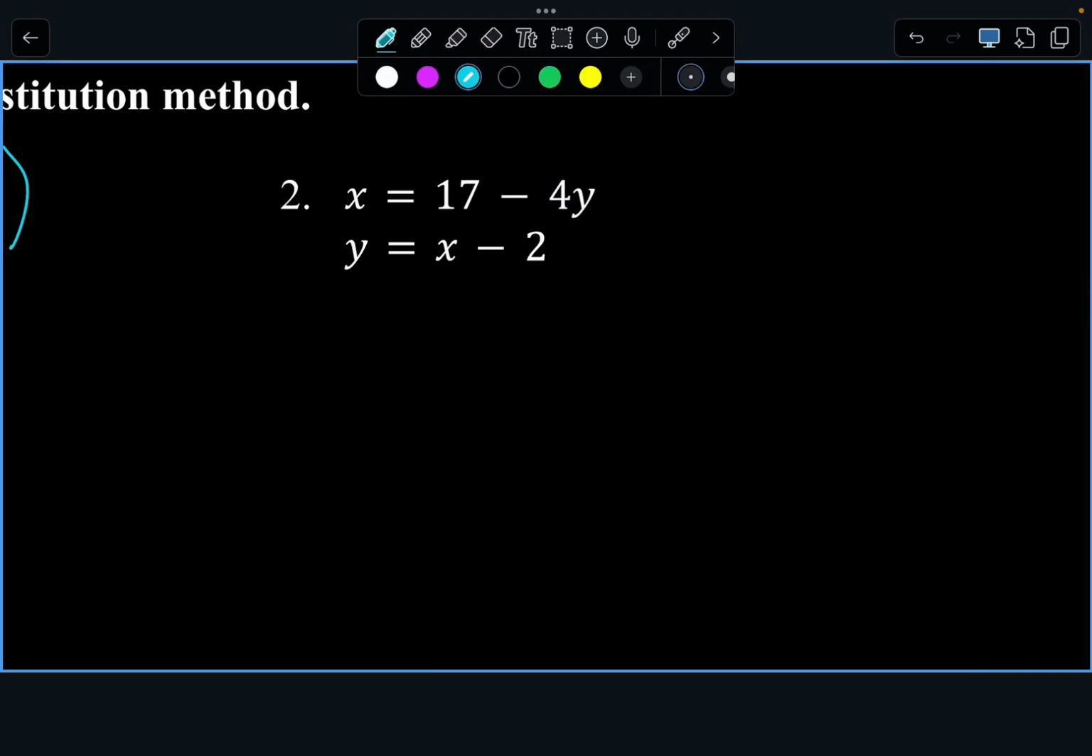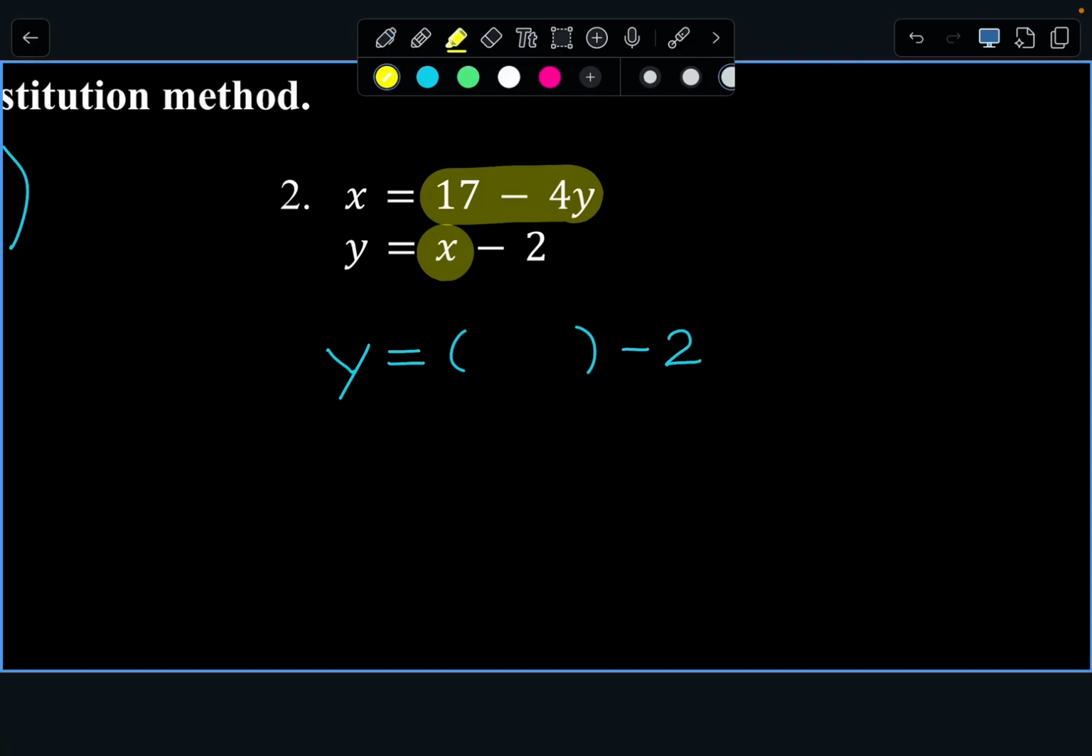So here we could either substitute in for x or y. Doesn't matter which one. So let's do this. Let's substitute for x in our other equation. So y equals x minus 2. And we're putting the expression for x in those parentheses.